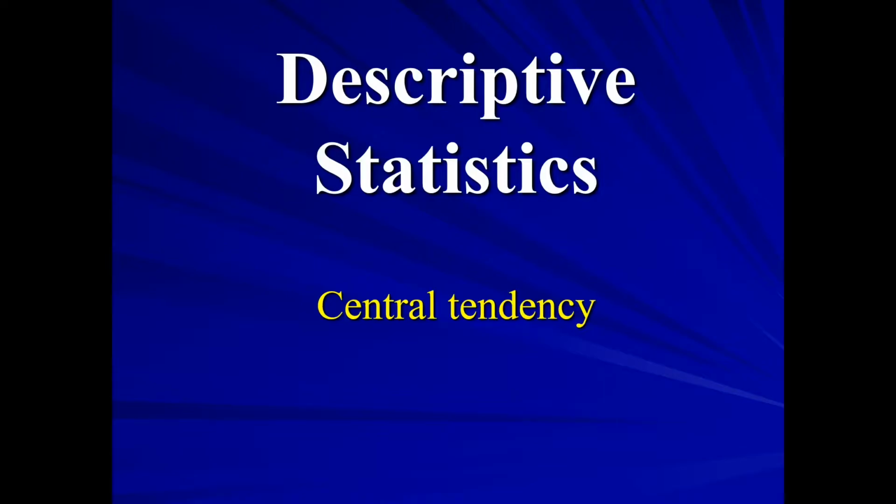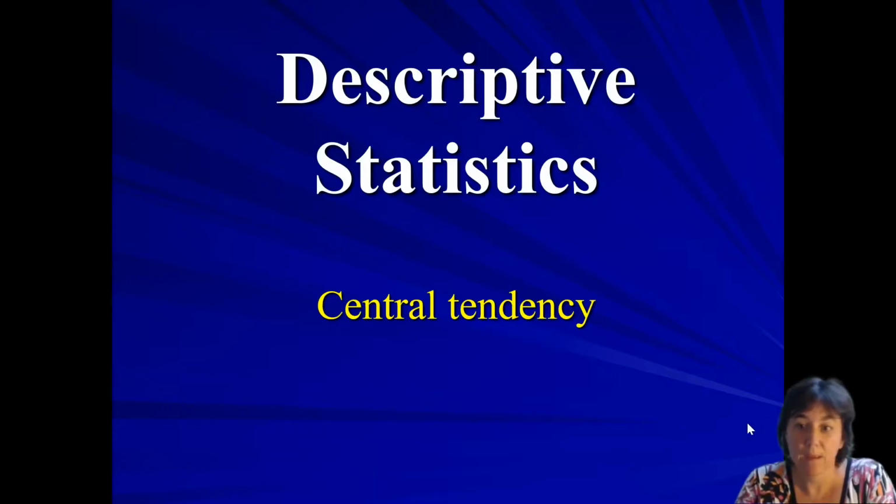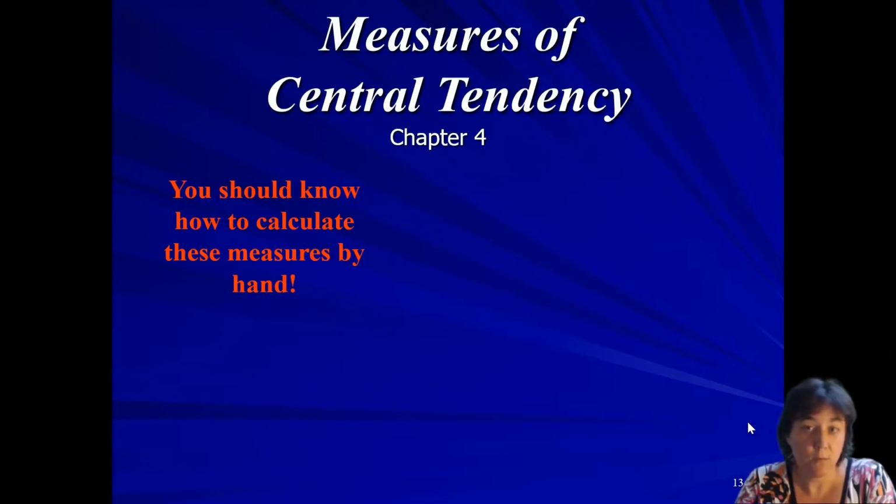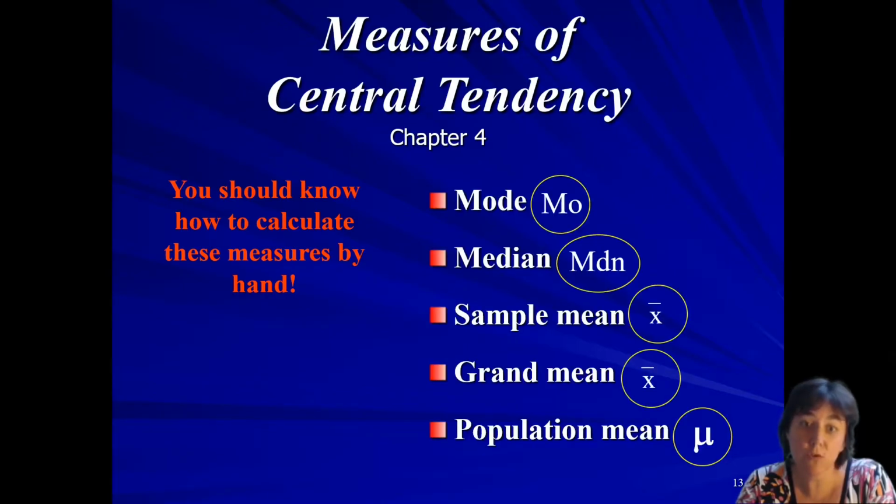Let's review now how to calculate central tendencies in descriptive statistics. So, measures of central tendency are outlined in Chapter 4 in the book, and you should know how to calculate these measures by hand. We're talking about the mode, the median, the sample mean, the grand mean, and the population mean.